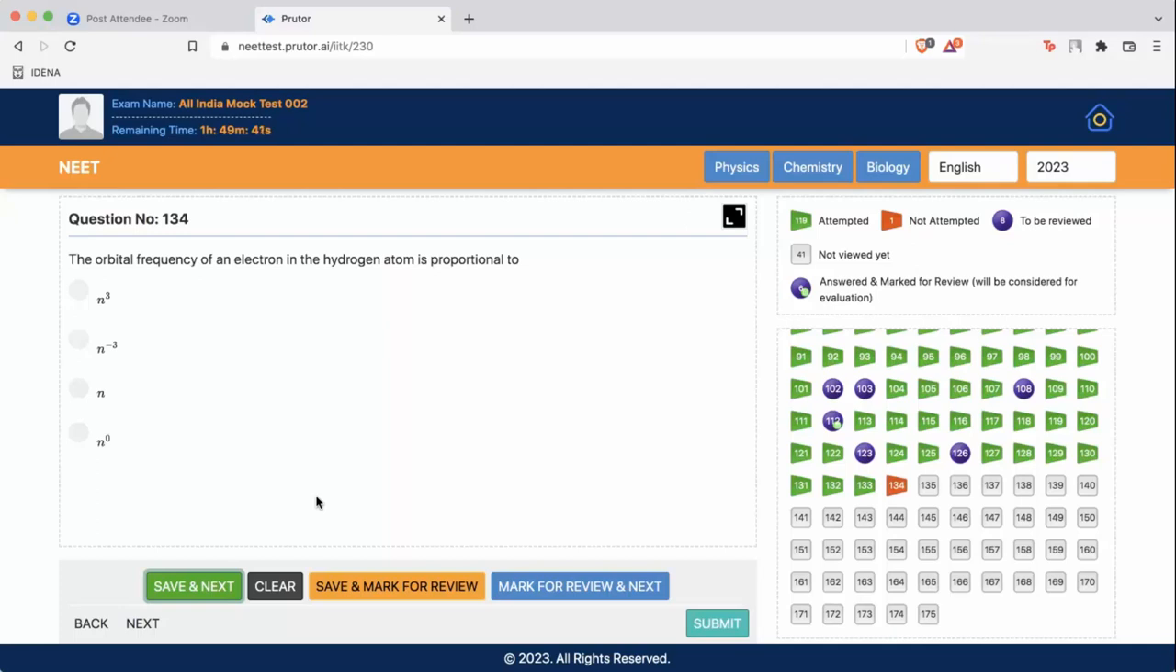The orbital frequency of one electron in a hydrogen atom. How do we find frequency? Well, we know that radius is directly proportional to n cubed by z squared. On the basis of this, we can find it. How is frequency proportional to radius? Well, time: to make one revolution, how much time?